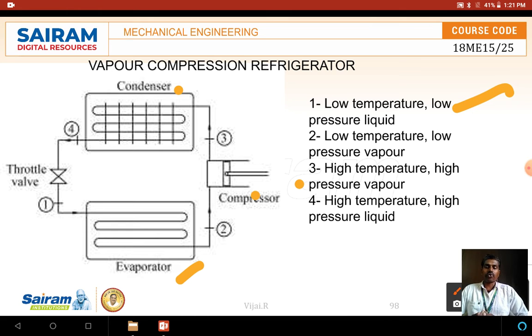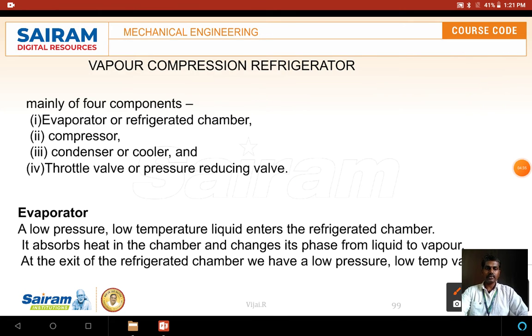So these four important components are there. We will see how this is worked out, one by one, in the next slide. What is the use of the expansion valve, what is the use of the condenser, how the compressor works, and how each of them functions.